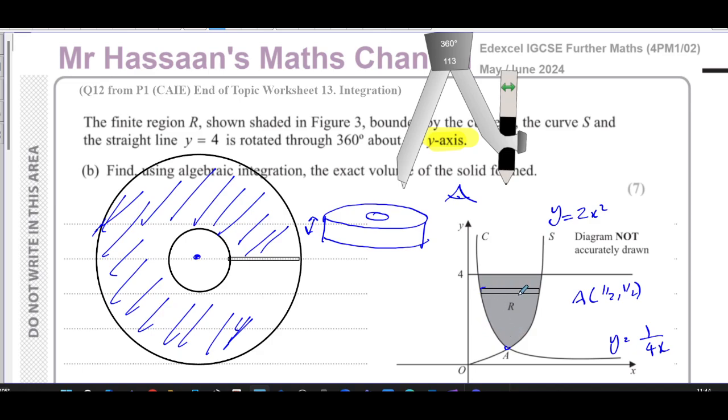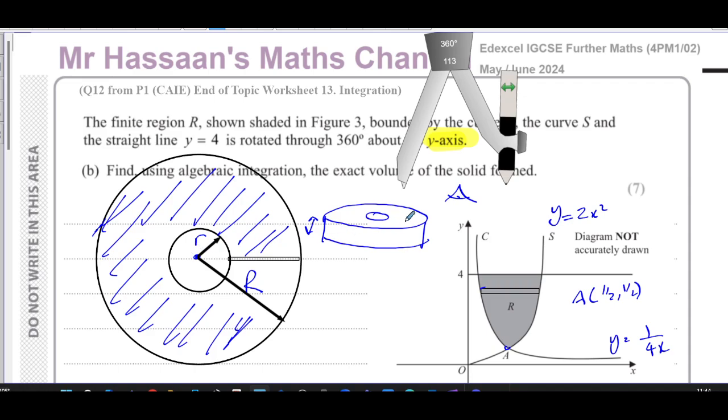Okay, so I'm just still considering just this thin little strip. Let's analyze this thin little strip. We have here an outer radius, and you have here an inner radius. So the outer radius, let's call it big R, and the inner radius, let's call it little r.